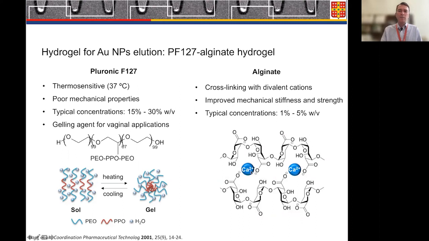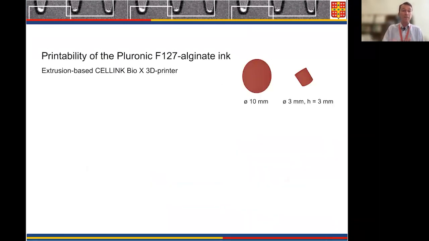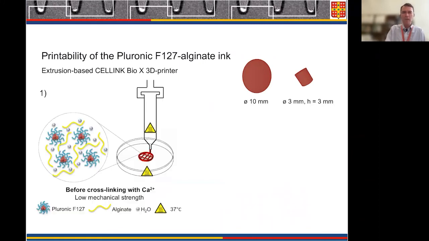Alginate cross-links with calcium, and pluronic is thermosensitive, so we can manipulate it, and we can play with the temperature to change its characteristics. And we mainly use pluronic for its capacity to deliver the gold nanoparticles during the first hours. And we use alginate for its capacity to remain on the site and to provide a certain grafting on the vaginal wall.